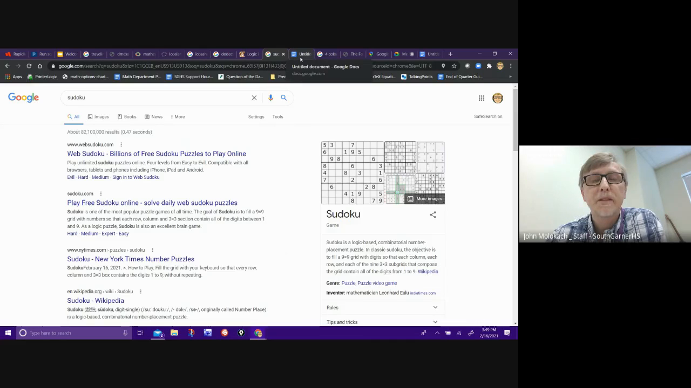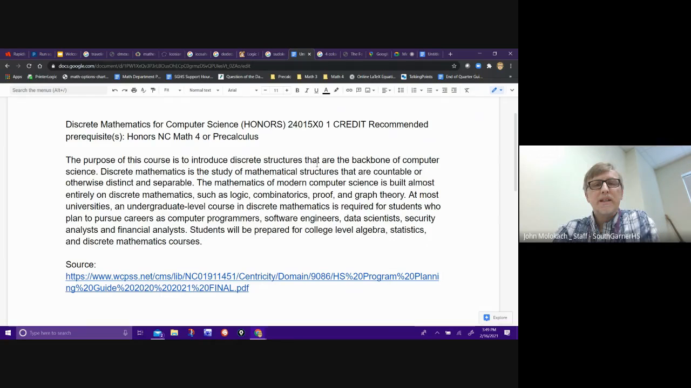So you might be wondering, what is discrete math exactly? Discrete math for computer science is an honors class that it's recommended that you take honors math 4 or pre-calculus before taking it. So it's an upper level math class that would be taken mostly by seniors as they're taking their last math class before college. The purpose of the course is to introduce discrete structures that are the backbone of computer science. And basically, discrete math is the study of math structures that are countable or otherwise distinct and separable.